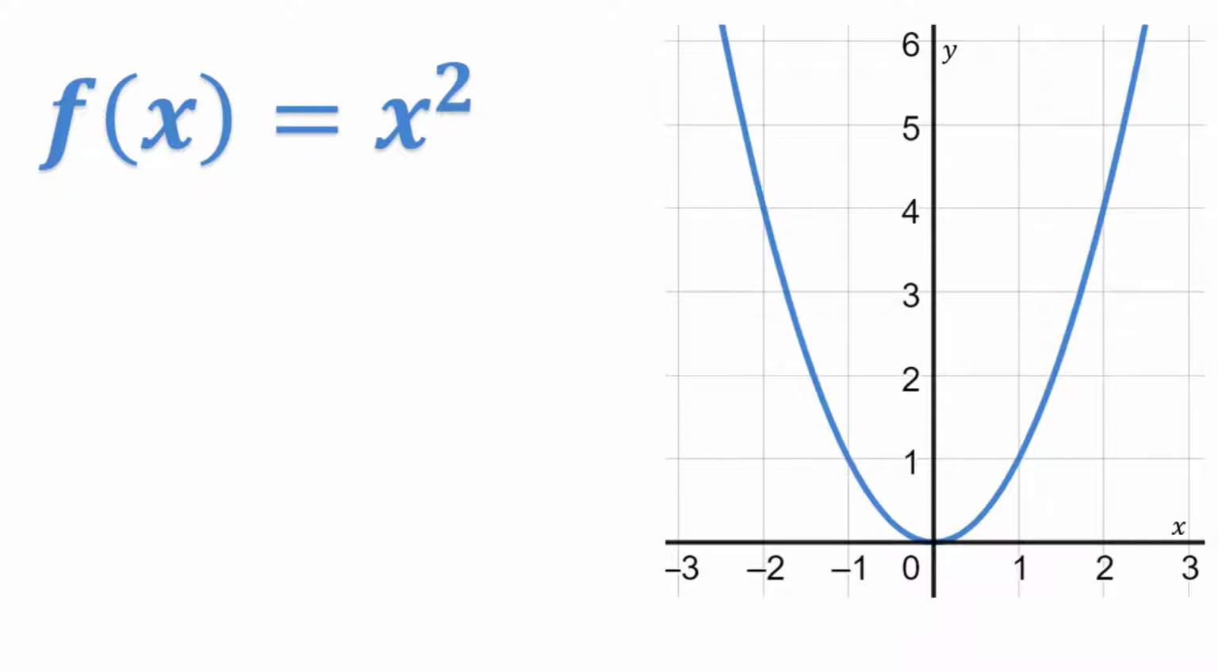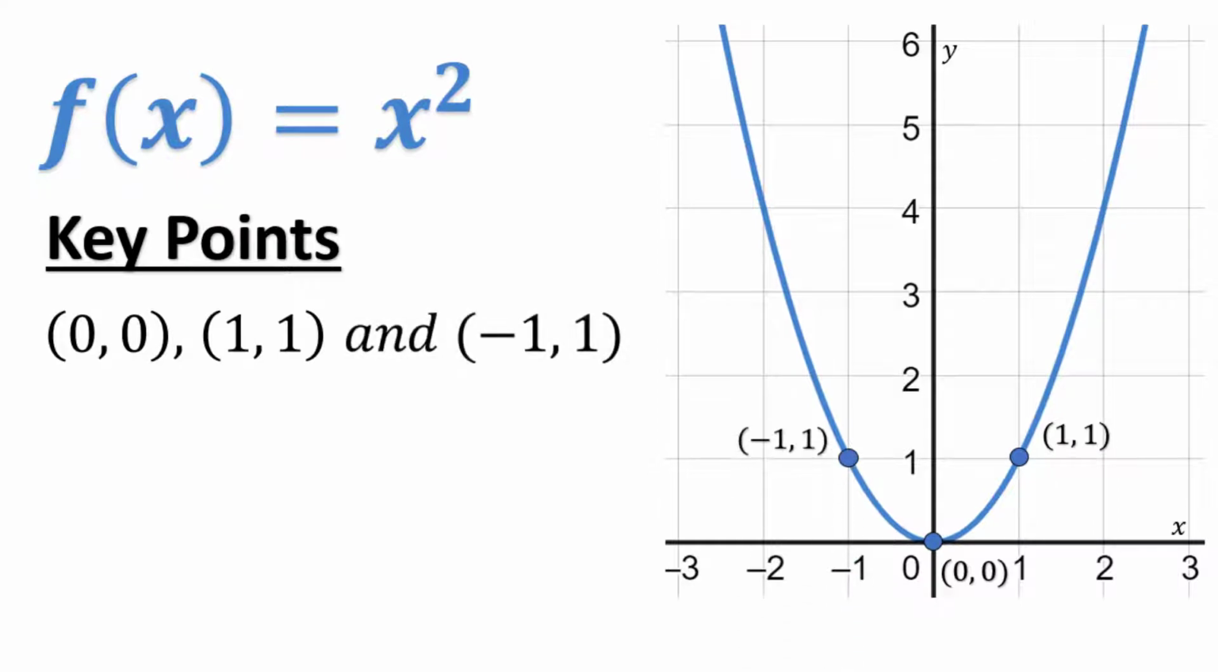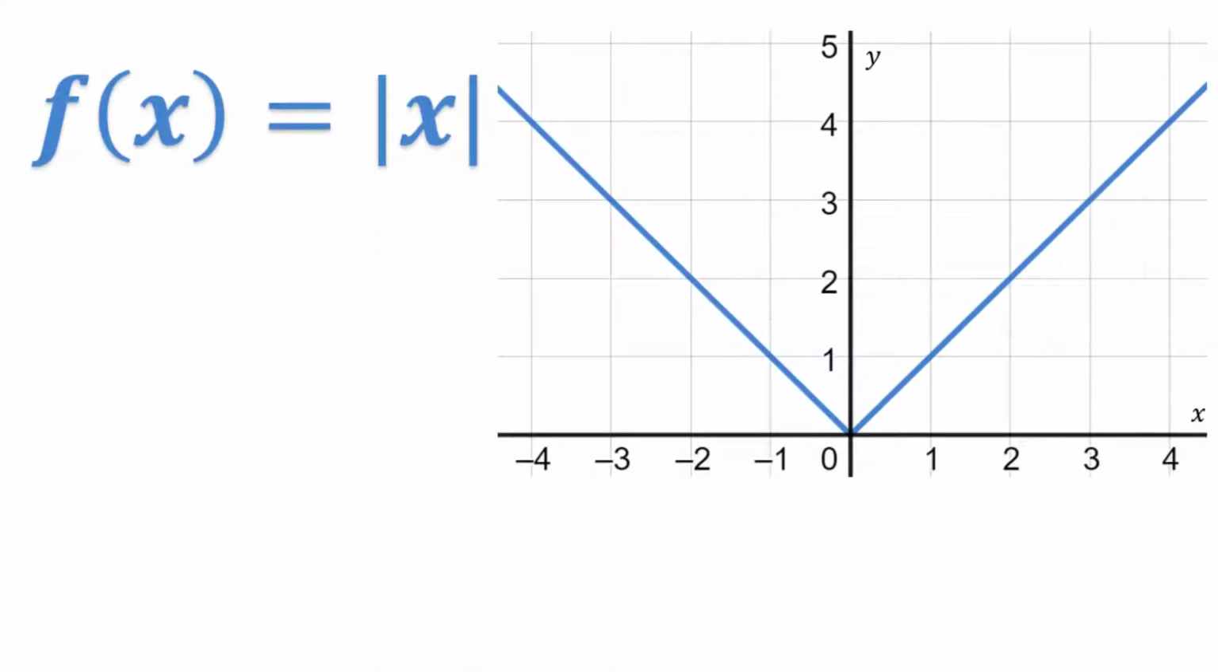The parabola looks like this, and has the key points 0, 0, 1, 1, and negative 1, 1. It also has the points 2, 4, and negative 2, 4, but usually just knowing negative 1, 1, and 1, 1 is enough. Next, we have the not-so-different function, which is the v function, or f of x is equal to the absolute value of x.